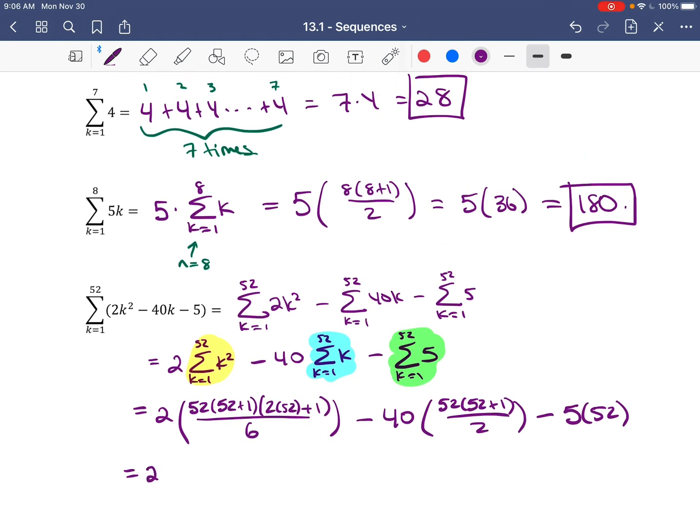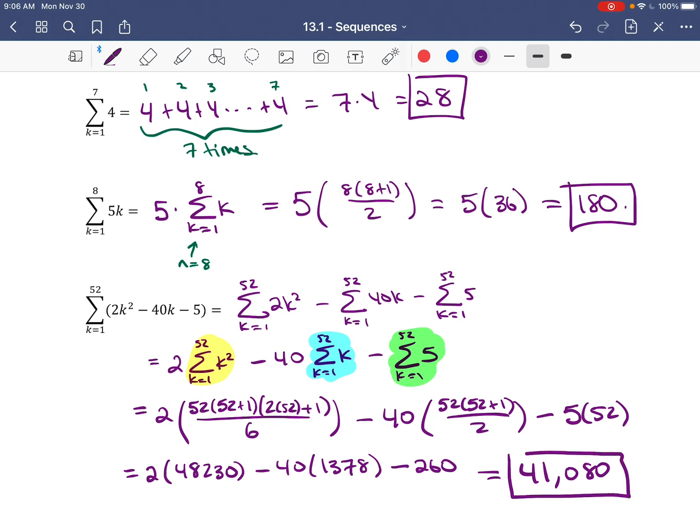So then if I add these up, this number simplifies to 48,230. And then this is minus 40 times, and this number is 1,378, minus 260. And if you compute that, you get 41,080 total, I think. So that would be how you could compute that sum. You just want to break it apart into pieces that we have formulas for. So that's an introduction to sequences.